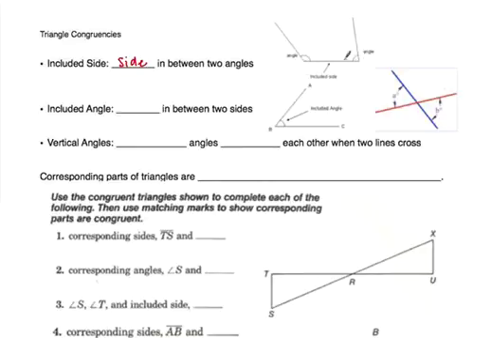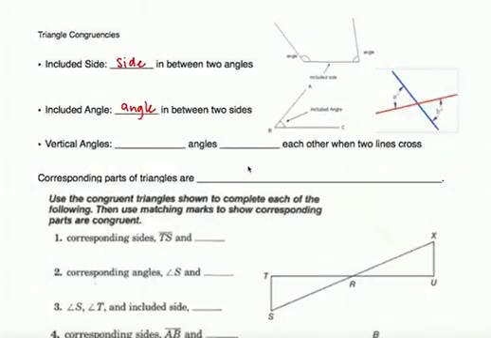This would be an example of an included side. I can see that I've got my two angles and I've got my side that is in between those two angles, and that is what is called my included side. An included angle is very similar. It is an angle that's in between two sides. I've got a side here, I've got a side here, and my angle is what is formed by those two sides meeting up.